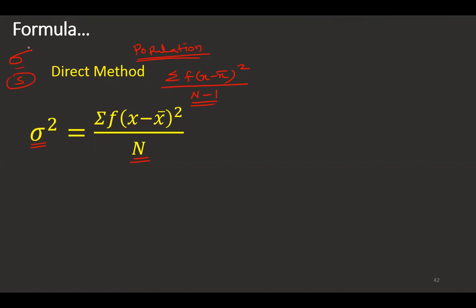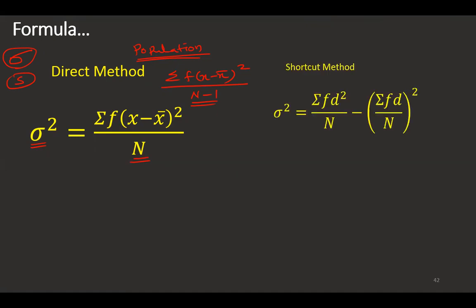If you don't have any clarity on this, just visit our YouTube channel for the previous video. We have done an individual series there. There we have explained why we have to use n minus 1 and where we have to use n. Now another formula, we will be using as the shortcut method. Sigma square will be sigma fd whole square divided by n minus (sigma fd by n) the whole square. We are using it for the population.